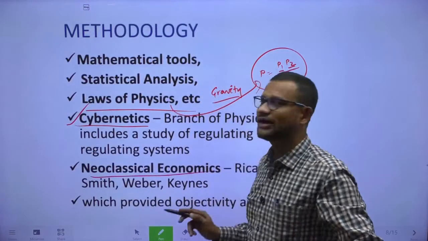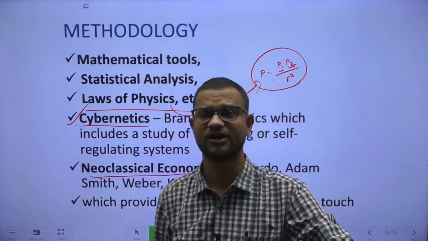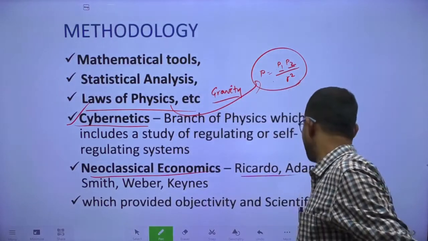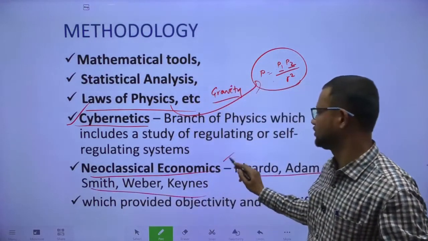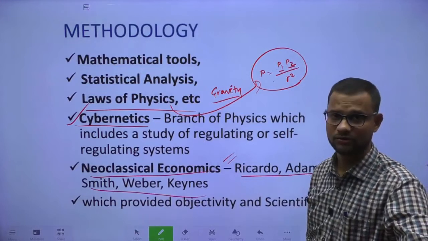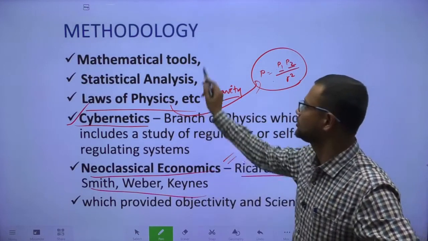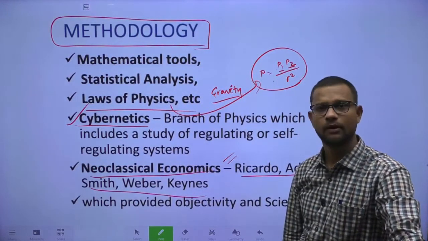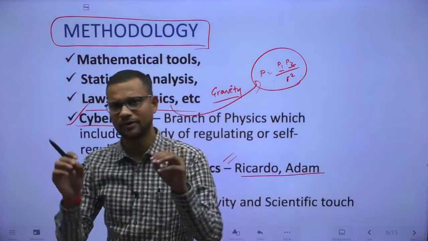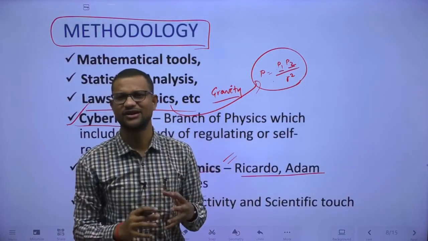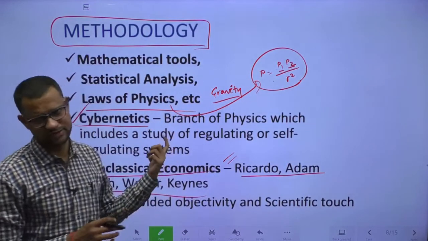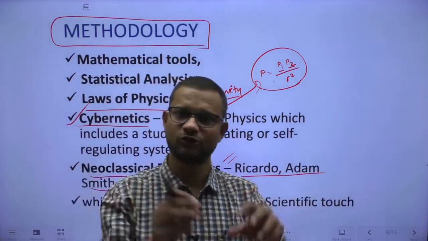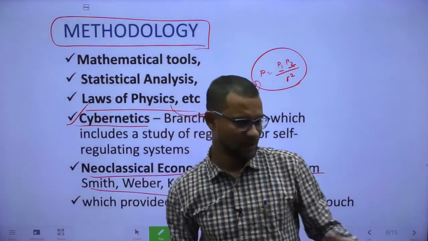Then neoclassical economics: Weber's model of industrial development, Losch's model of industrial development, or the urbanization model. You will find they all have connectivity with these models of economics, and that is the methodology of the quantitative revolution. I don't think you need to remember those methodologies as such: statistical, mathematics, law of physics, cybernetics, and economics also, right? Just because in economics you find calculations involved, you can connect it with economics also.